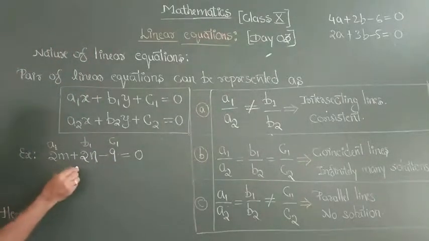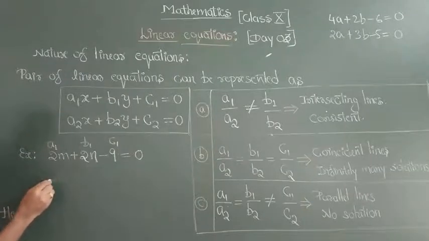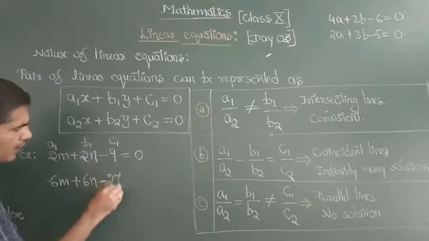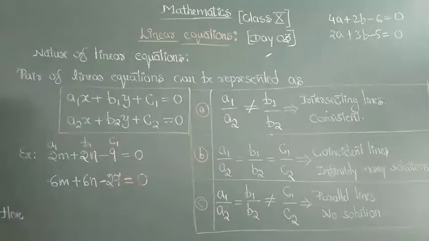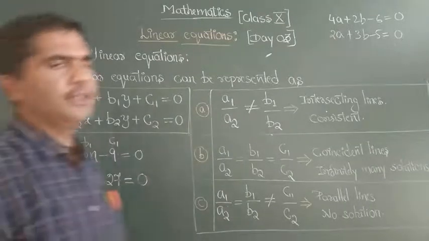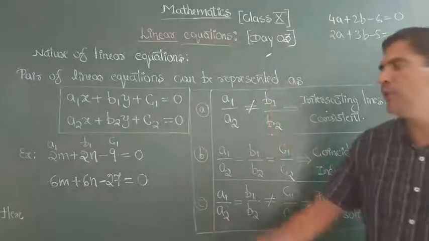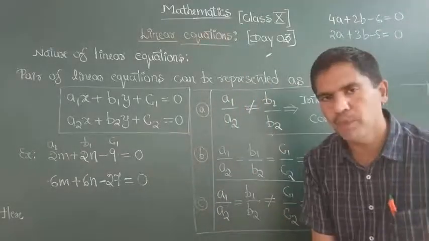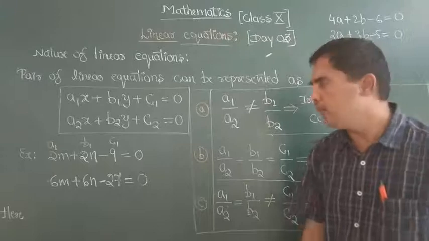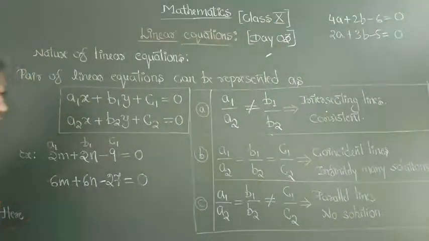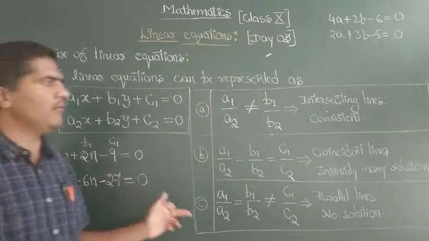The same equation I will take as the first one. The second one I am taking is, let us say, 6m plus 6n minus 27 equal to 0. Now I have two equations. Just cross check. I will get a1 by a2 equal to b1 by b2 equal to c1 by c2, 1 by 3 everywhere. That means now they are coincident lines.